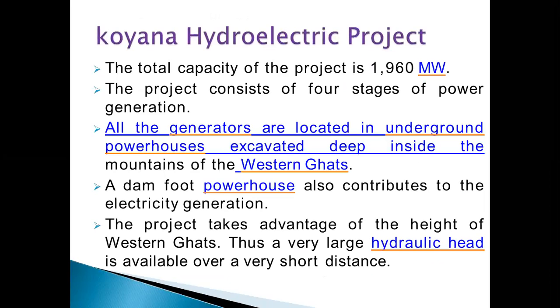All the generators are located in underground powerhouses. The powerhouses of this dam are underground. These are excavated deep inside the mountains of the Western Ghats. So this is also one of the characteristics of this hydropower plant, that the turbines are underground.